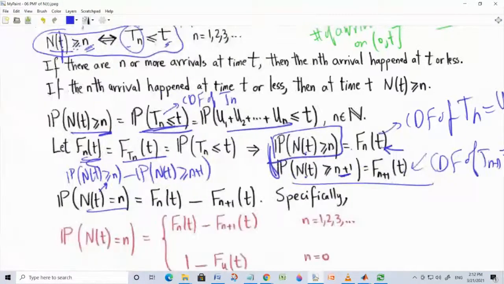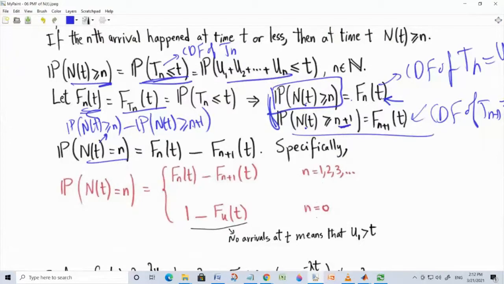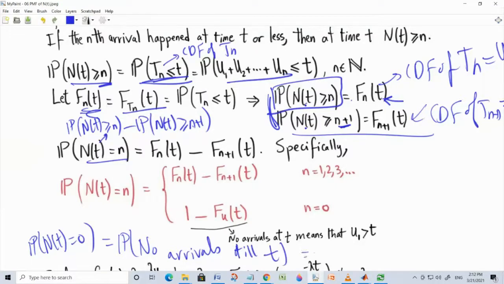Okay, so the PMF, and of course you account for the special case: what is the probability that N of t is equal to 0? It means that we have no arrivals till t, which is the probability that U1, the time of the first arrival, exceeds t. So that's 1 minus the CDF of the interarrival time. And once n is 1 or 2 or 3 and so on, basically the PMF is the difference.